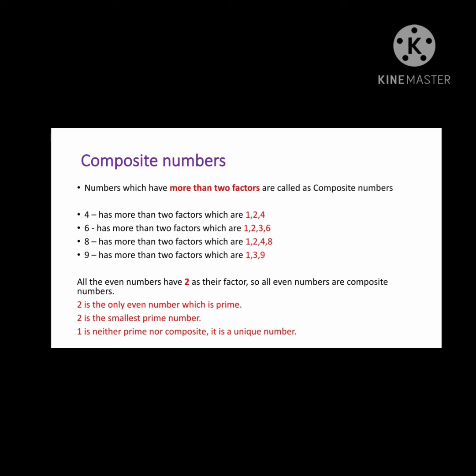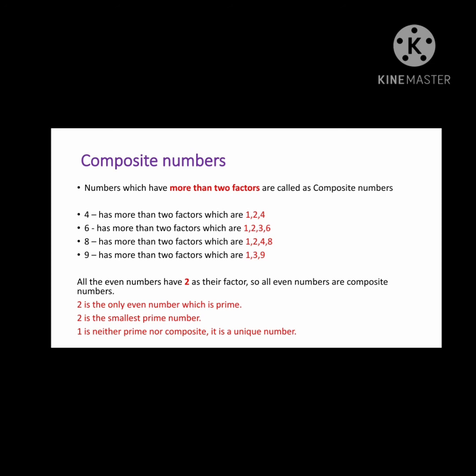There are some facts regarding prime and composite numbers. All the even numbers have 2 as their factor because any even number can be divided by 2, right? So, all the even numbers except 2 are composite numbers. But 2 is the only even number which is a prime number. Okay. 2 is only the even prime number. Please remember this. This is an important statement. Okay. So, 2 is the only even prime number and also it is the smallest prime number.